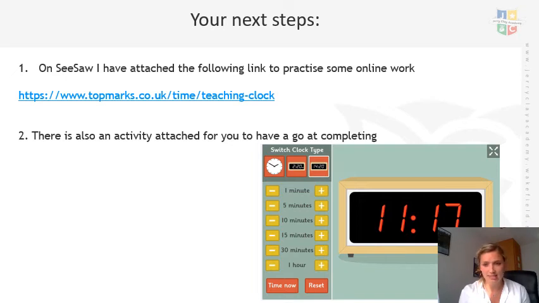Alternatively, there are some sheets attached to your Seesaw for you to have a go at doing, and they're also on here, and then I will run through the answers at the end. So if you want to check your answers, you can check them against what I'm saying as well.